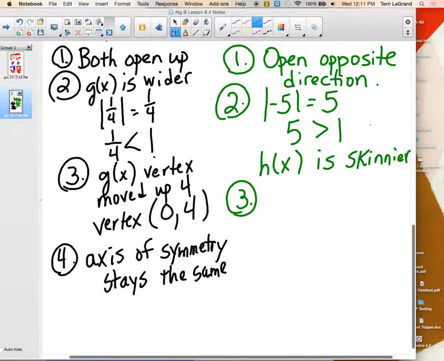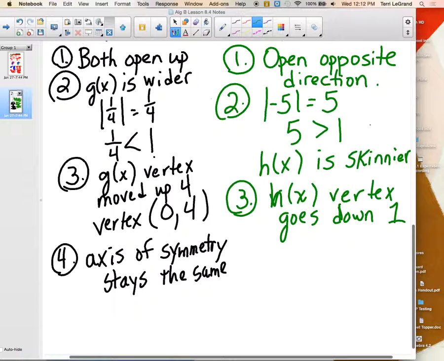Okay, so what's happened to the vertex? The vertex, or H of X vertex, goes down 1. So what is its vertex then? 0, -1. If we put this on the graphing calculator, that's where we would see our vertex. 0, -1. And number 4, axis of symmetry stays the same.